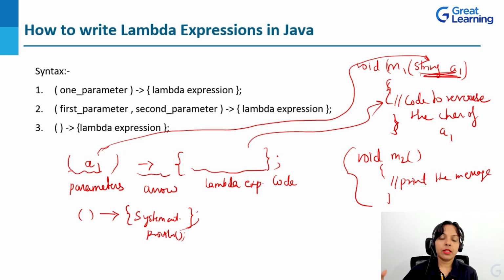If the number of parameters keeps increasing, you can add all those parameters here, separating them with a comma. You can see the second syntax written here. First parameter, second parameter, third parameter, and any number of parameters can be there. All you write in the round bracket, separating them with a comma. So I hope you are clear with how to write Lambda expressions in Java.